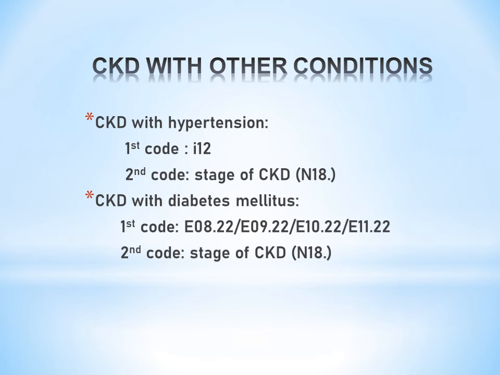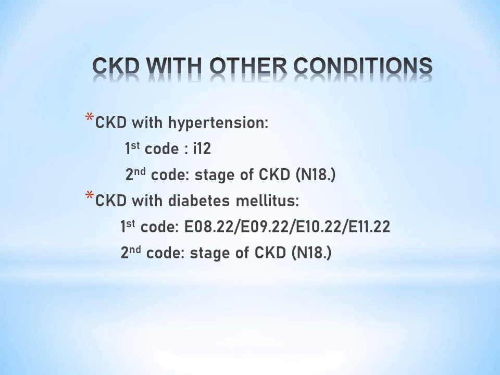Then the next guideline is CKD with diabetes mellitus. If the patient documentation states that the patient has chronic kidney disease with diabetes mellitus, then our first code will be E08.22 or E09.22 or E10.22 or E11.22. This depends upon the type of diabetes. For example, if the patient has type 1 diabetes with CKD, then the code will be E10.22.